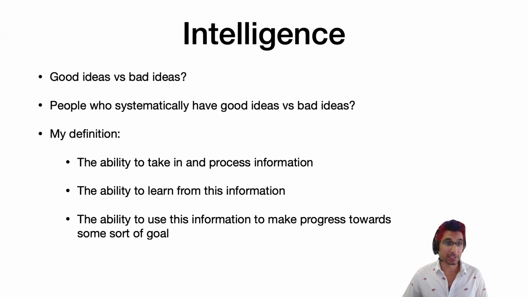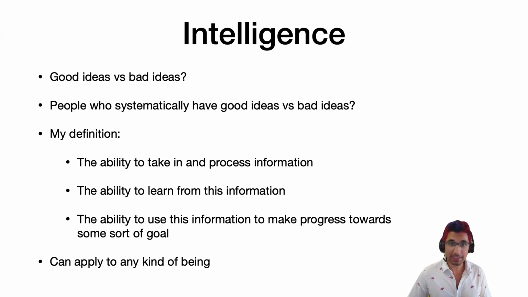Now, one thing that I think is useful about the definition that I've given is that it doesn't presuppose anything about what kind of being we're talking about. This definition could be applied to animals, or to aliens, or to angels, just as well as to humans. By the definition I've given, a frog has some kinds of intelligence. It has the ability to take in information through its eyes and ears and other systems and process that information in order to achieve goals like feeding itself and avoiding predators.